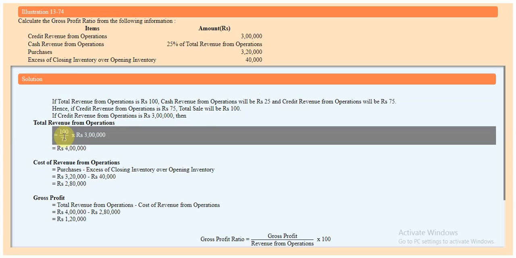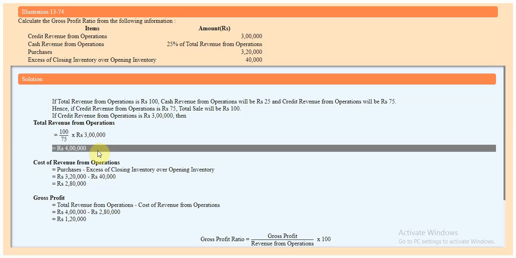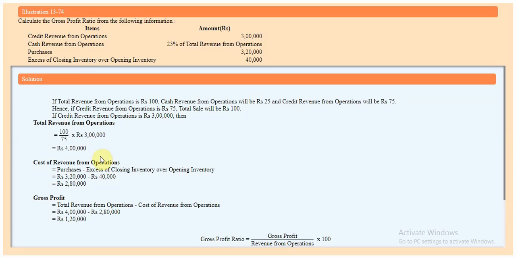So if the credit revenue from operations is 75, total revenue from operations is 100. So if the credit revenue from operations is 3 lakh, then what is the total revenue from operations? This is direct proportion, and we find the answer to be 4 lakh rupees. What is the cost of revenue from operations? For calculating cost of revenue from operations, we have a formula, and that formula is opening inventory plus purchases minus closing inventory. When we just put purchases first, what will be the formula? It will be cost of revenue from operations is equal to purchases plus opening inventory minus closing inventory.